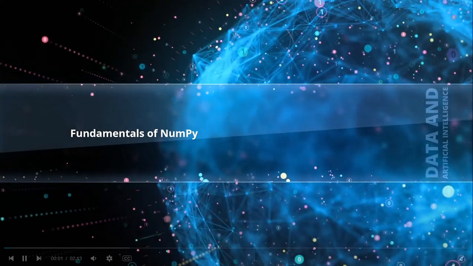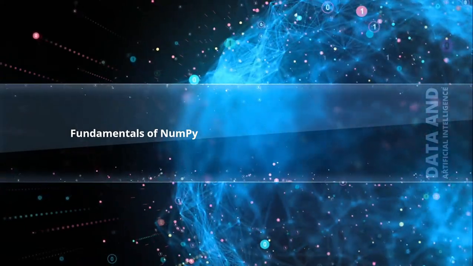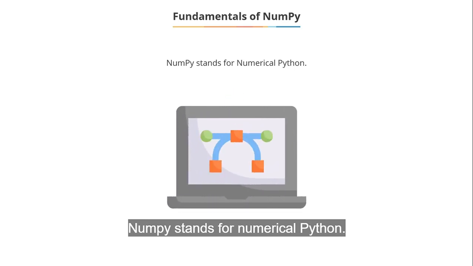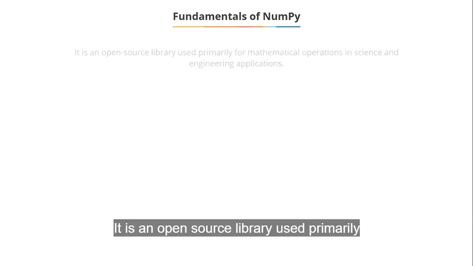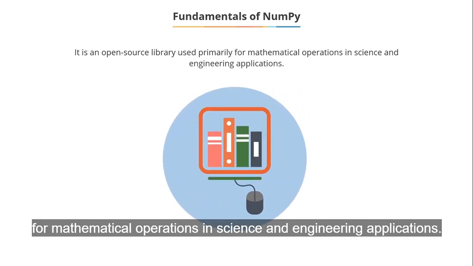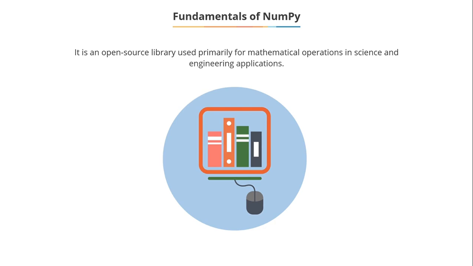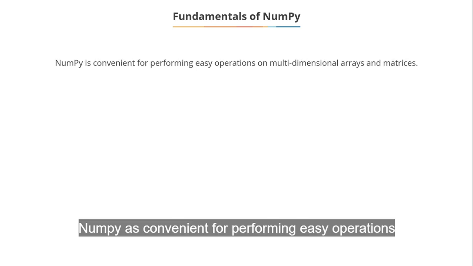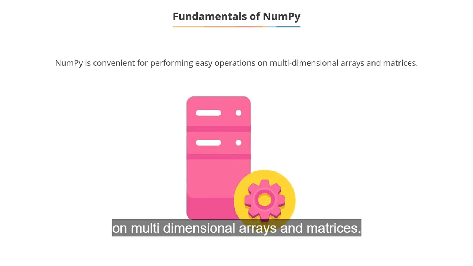of NumPy. NumPy stands for Numerical Python. It is an open-source library used primarily for mathematical operations in science and engineering applications. NumPy is convenient for performing easy operations on multi-dimensional arrays and matrices. In this lesson, we shall look at some of the essentials of NumPy.